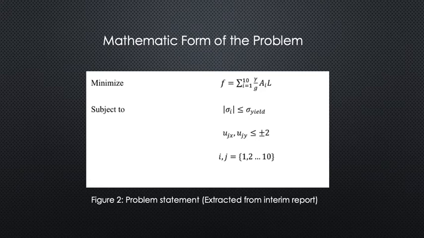In that case, the stress in each member should be less than or equal to the yielding stress, and the displacement of each node should be less than or equal to plus or minus 2 inches, because when you are building a structure, you want to make sure it's stable. It doesn't move so far, otherwise it's not feasible in daily life.